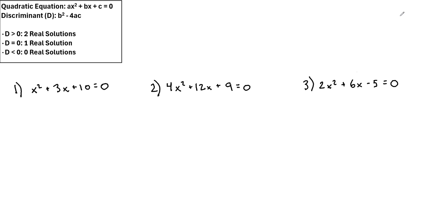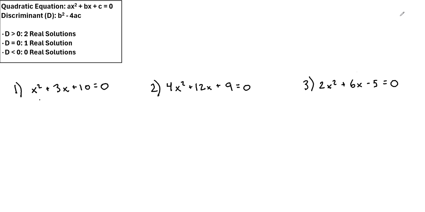Now the cool thing about this discriminant is that depending on its value, it tells us exactly how many solutions there will be to the quadratic equation. When the discriminant is greater than 0, there are 2 real solutions. When the discriminant is equal to 0, there's 1 real solution, and when the discriminant is less than 0, there are no real solutions. So I have 3 examples for us to work through here.